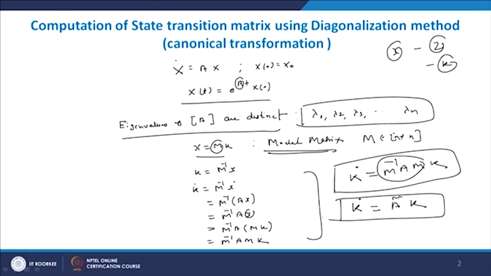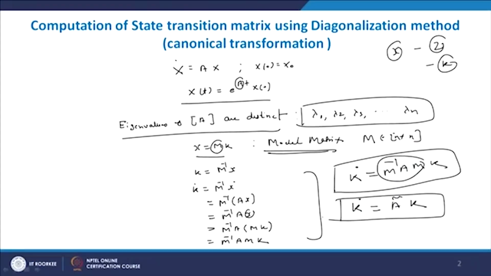Here A bar involves the eigenvalues lambda 1, lambda 2 up to lambda n, in diagonal form. In the diagonal form, as we have seen, only the diagonal elements are present and the remaining elements are 0. Now, our main purpose is to get e raised to A t. We have reached the new state vector, but we have to reach e raised to A t. How will we move to it?